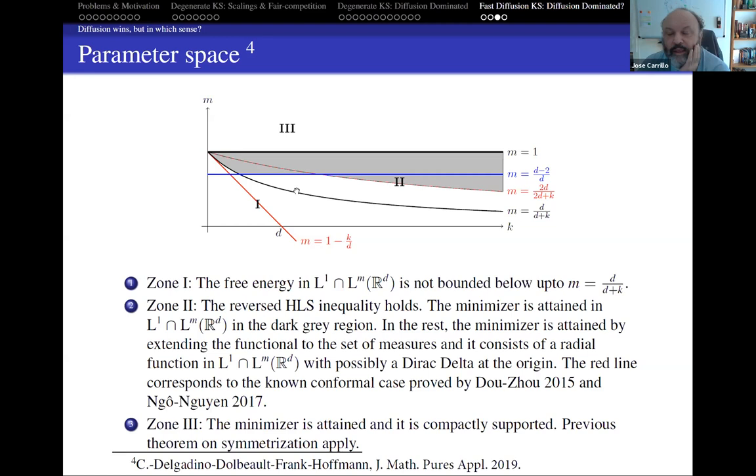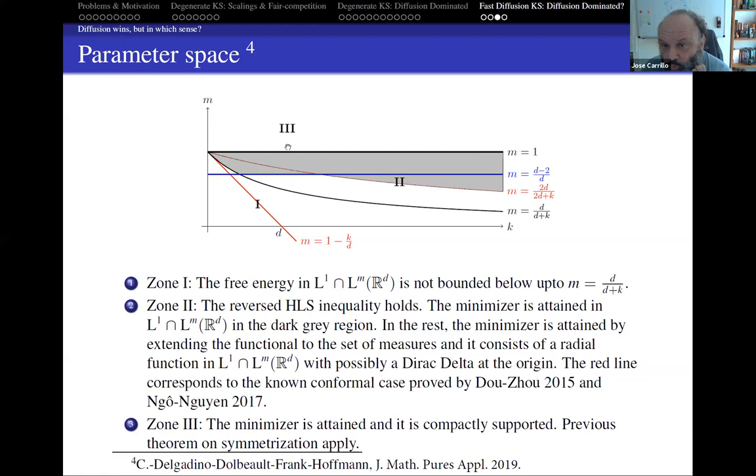Just to finish the discussion of this case, this red curve over here, which corresponds to m equals 2d over 2d plus k, is the only curve in which this kind of reverse HLS inequalities were already proven. They were proven by Dou and Zhou and Ngô and Nguyen years ago. And as I said, what we have done is that the reverse HLS inequalities are true in the whole region two.